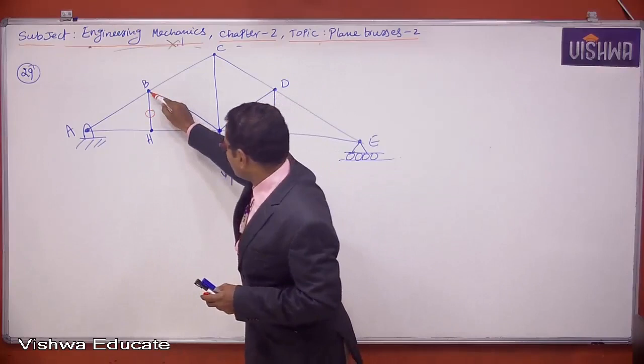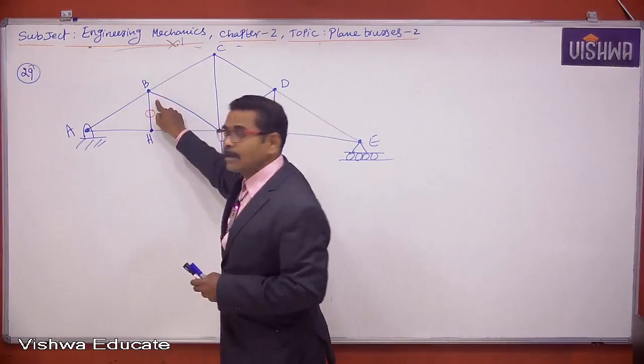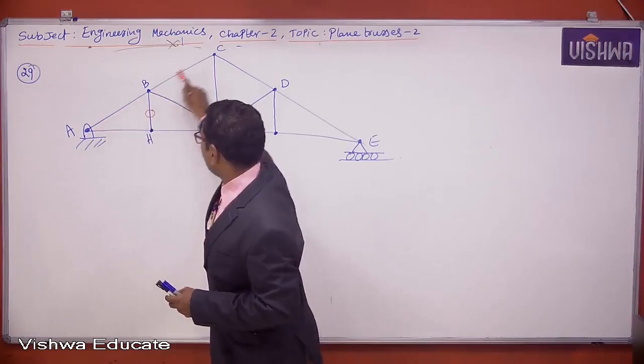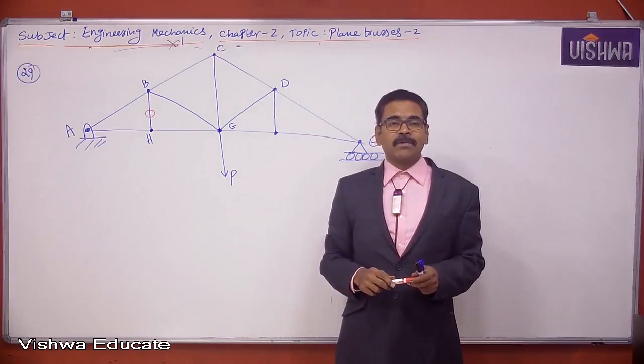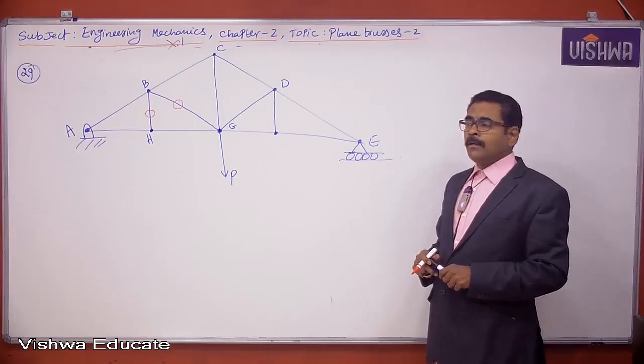So only three members are joined at B, and at joint B, is any external load acting? No external load is acting. So only three members are joined without any external load. Out of these three members, two are collinear. Members AB and BC are along the same line. AB and BC are collinear, so the third non-collinear member carries zero load. So definitely this member also carries zero load.